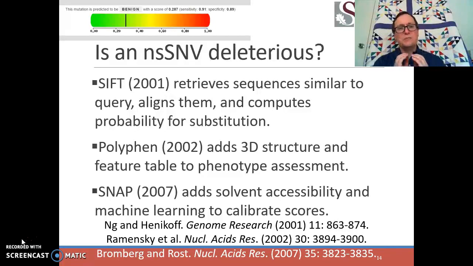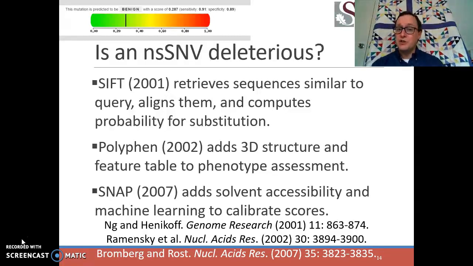Basically, solvent accessibility refers to the fact that when you have a globular protein, all the hydrophobic residues tend to be on the inside, and all the hydrophilic residues tend to be on the outside. This is kind of a partitioning that we see in how globular proteins operate. So we say that those on the outside, the part that's going to face water, are solvent accessible, and those on the inside are solvent inaccessible. So SNAP was going to use that kind of information to decide whether or not a non-synonymous SNV altered function.